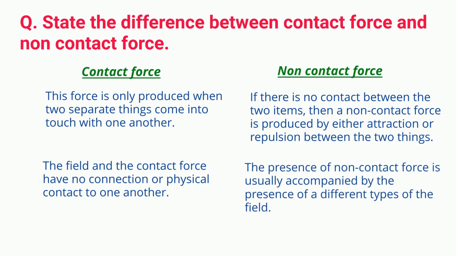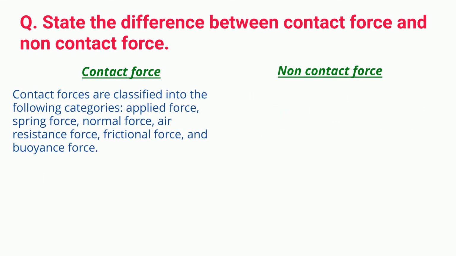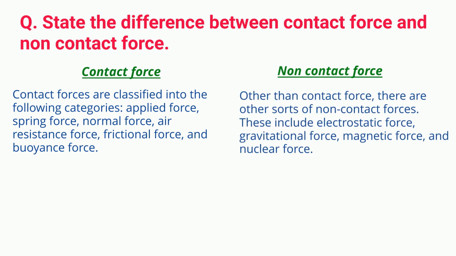The presence of non-contact force is usually accompanied by the presence of different types of the field. Contact forces are classified into the following categories: applied force, spring force, normal force, air resistance force, frictional force, and buoyancy force. Other than contact force, there are other sorts of non-contact forces. These include electrostatic force, gravitational force, magnetic force, and nuclear force.